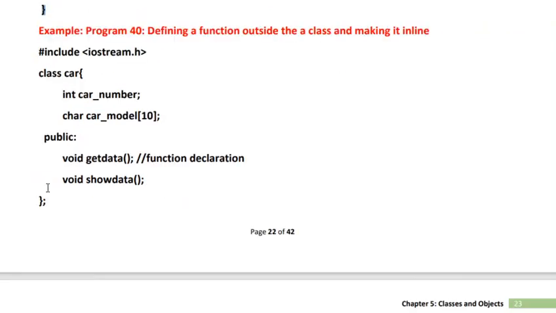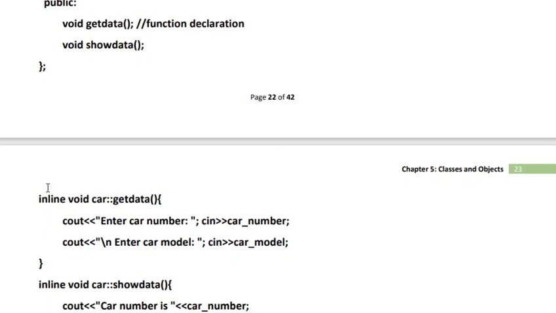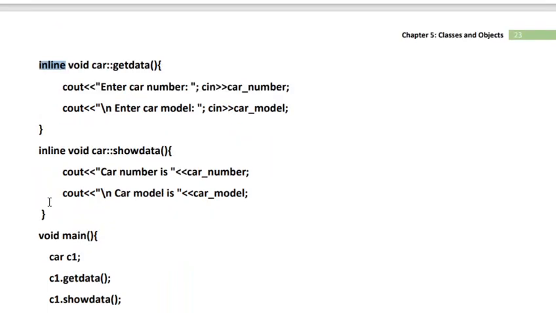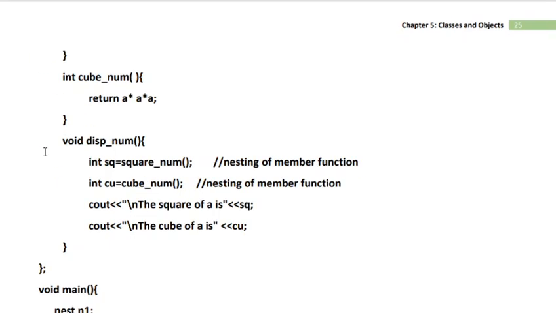Here we have a very simple example. I've taken the same example as in the previous case, but here I've simply placed the inline keyword before the function definition so that the functions get data and show data will be considered inline functions. But we need to ensure that they satisfy the criteria for an inline function. This is how we can make a function defined outside the class an inline function.